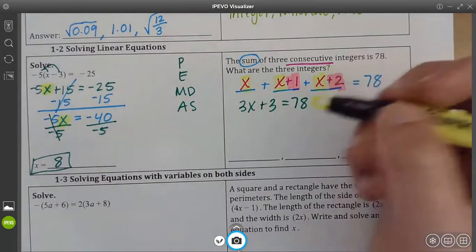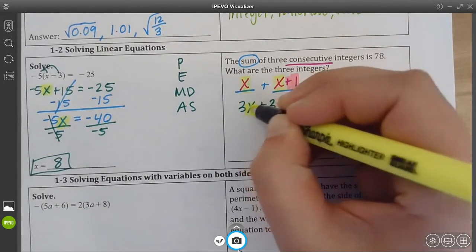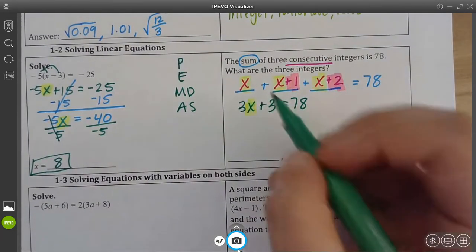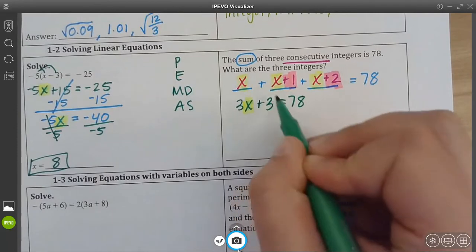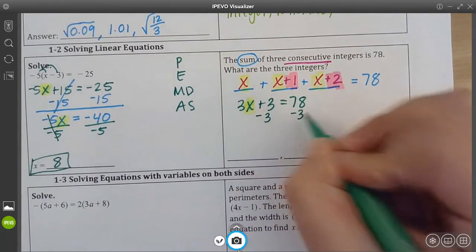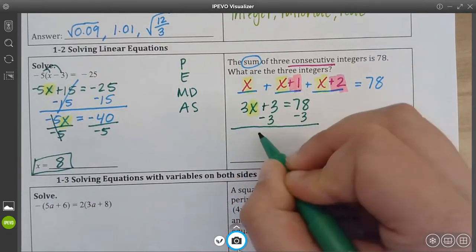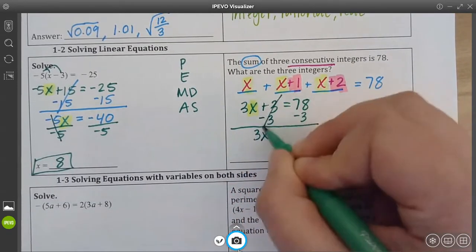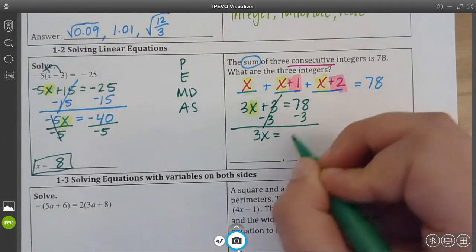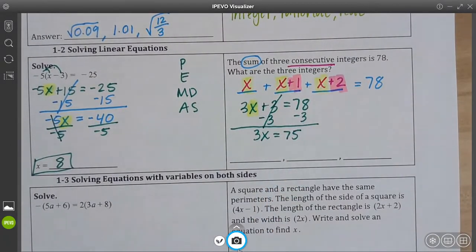Again, now we're kind of looking like our problem that we just did. I have an x over here. I want to get it by itself. The first thing I have to get rid of is this plus 3. What is the opposite of adding 3? Well, it would be subtracting 3. I'm going to get 3x. These 3's cancel each other out. 78 minus 3 is 75.